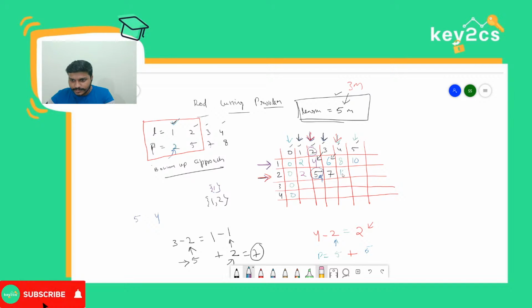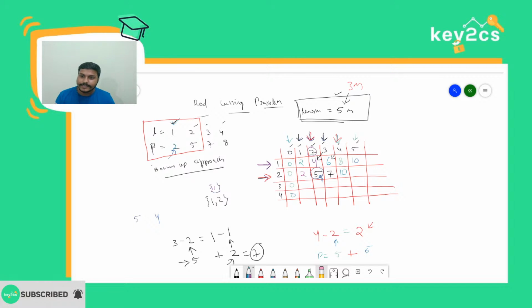Understood this point, guys? See, I didn't calculate again. Already the value for selling a 2 meter rod is stored in the table. So the whole point is using the previously stored value here. That is dynamic programming.